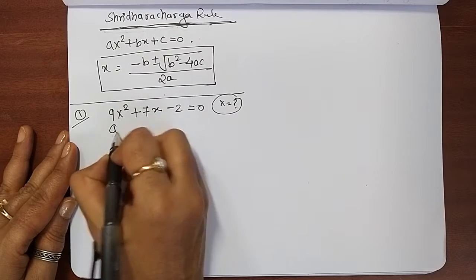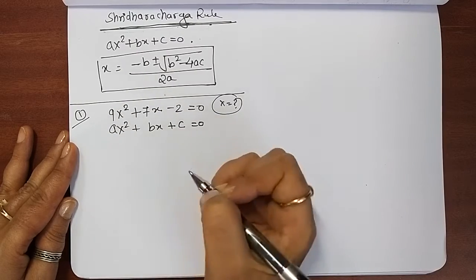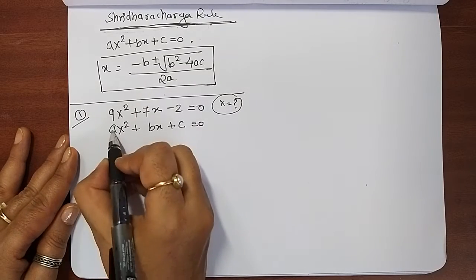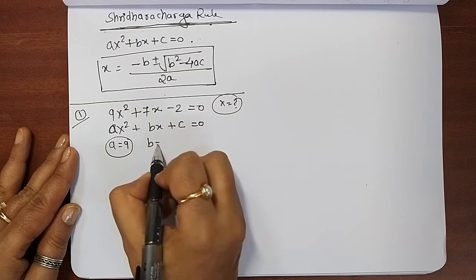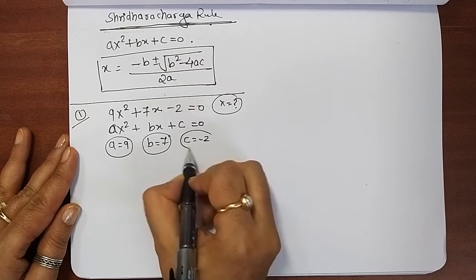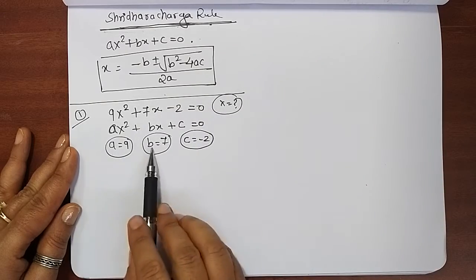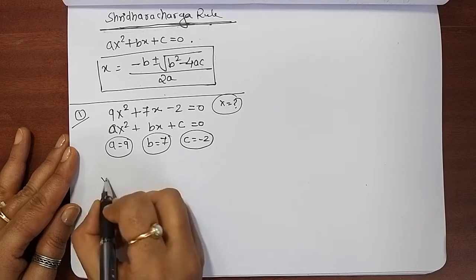So if I compare it with ax square plus bx plus c is equal to 0, can I say that a is 9? Can I say b is 7? Can I say c is minus 2? So guys, you compare and keep your values ready to fit in this formula. Okay, I'm all set to use the formula.